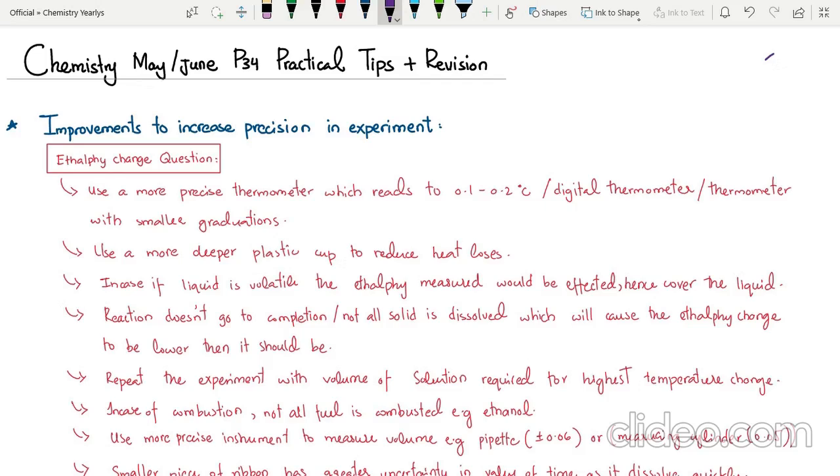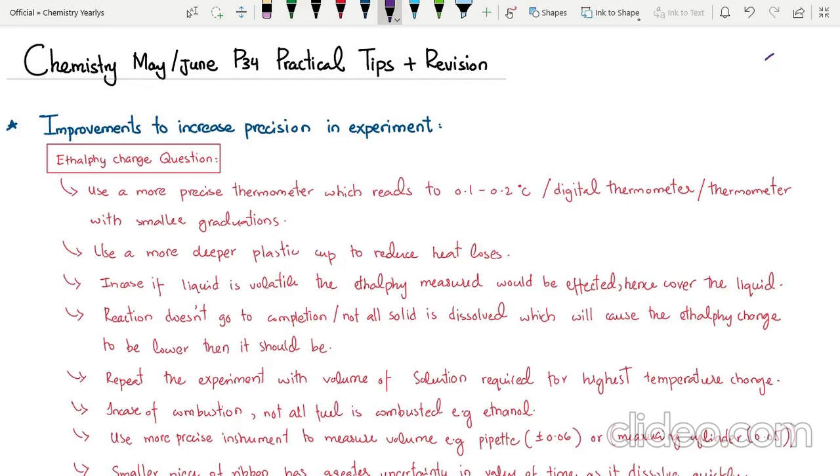In case the liquid is volatile, for example, if they are giving you ethanol for combustion to check the enthalpy change, the enthalpy measured would be affected. Hence, we can cover that fuel, or you can say the liquid, because some of it can actually evaporate and not all of it would be used. So in that case, the enthalpy change would be lesser than it should be.